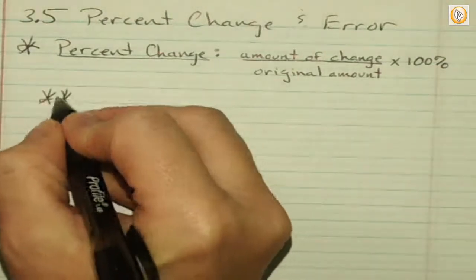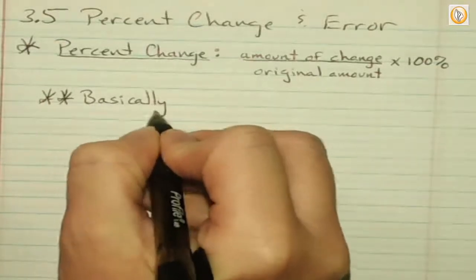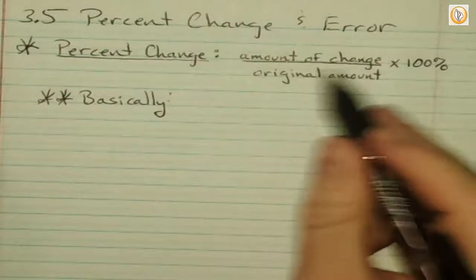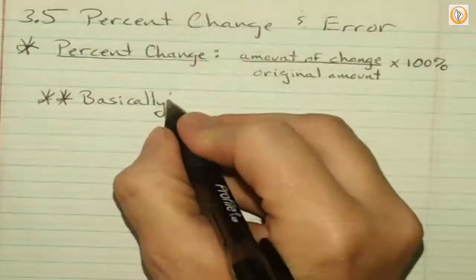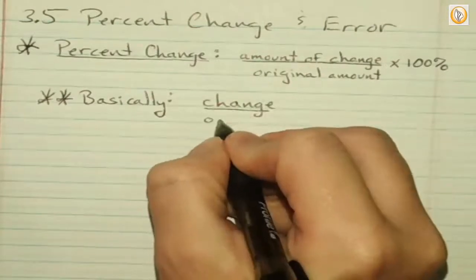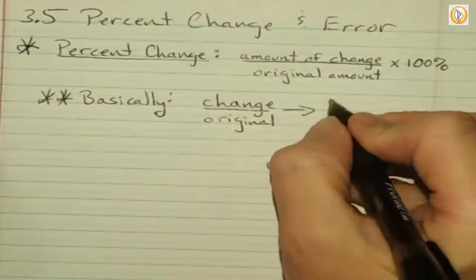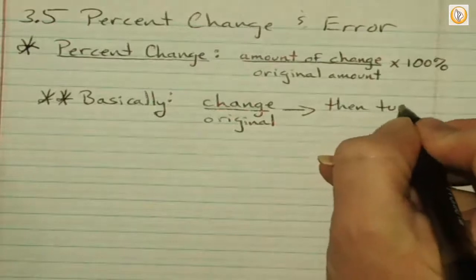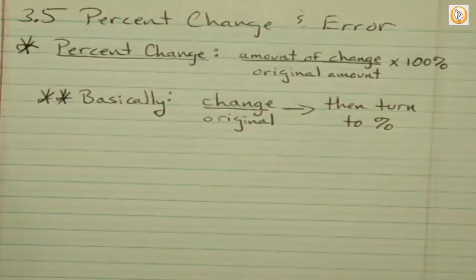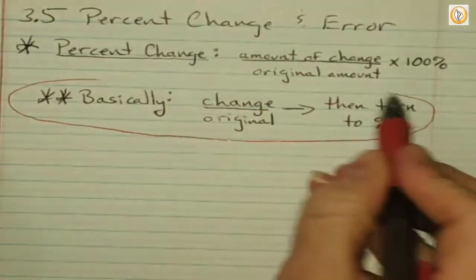I'll put 2 stars here. Basically, this is my formula and other people's. If you want to fix that mess, here's what you really need to do. Change over original, then turn to %. That's all you really need to memorize. Don't memorize all that mess up there.